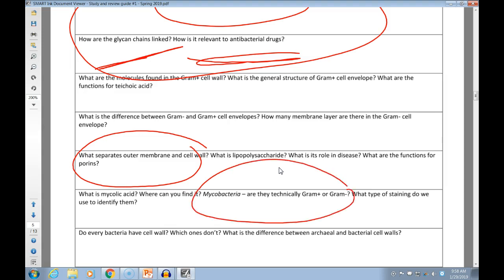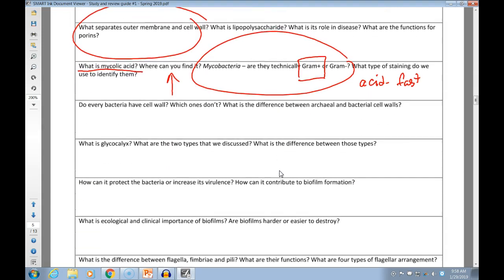Now, for mycobacteria, they are technically gram-positive, but there is mycolic acid on the outside of that gram-positive envelope. So, type of staining that we use to identify them, acid-fast. Does every bacteria have cell wall? No. Mycoplasma does not. Don't mix up Mycoplasma and Mycobacteria. The only difference that you need to know between archaeal and bacterial cells is that archaea do not have peptidoglycan. They just have different molecules.